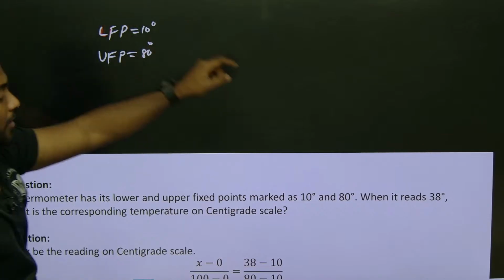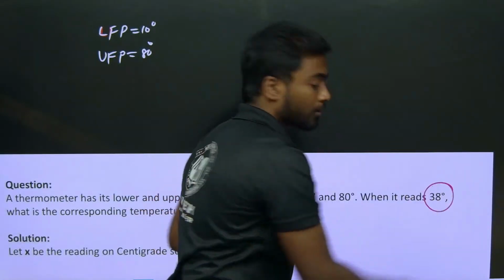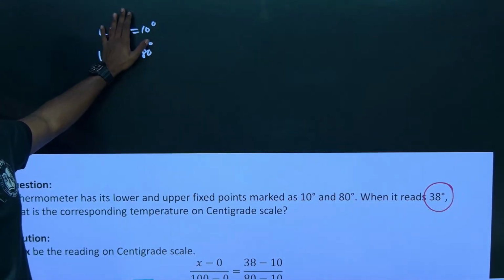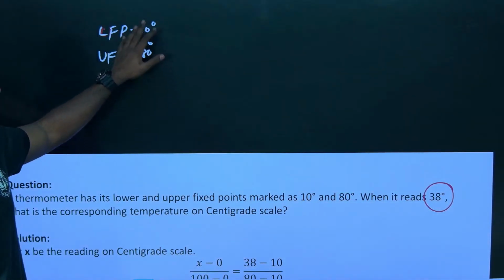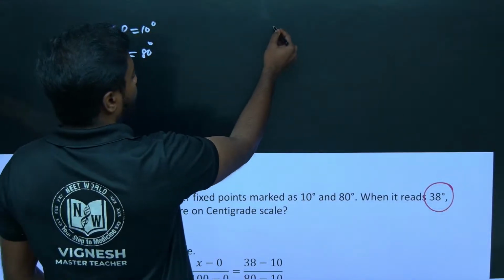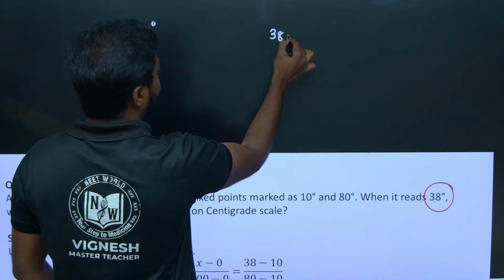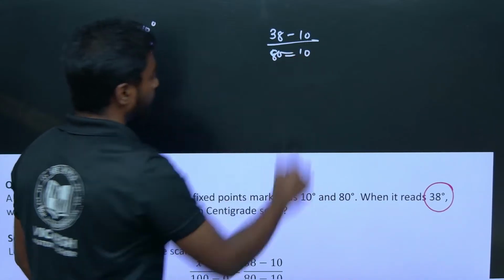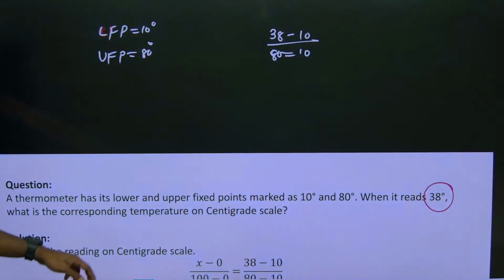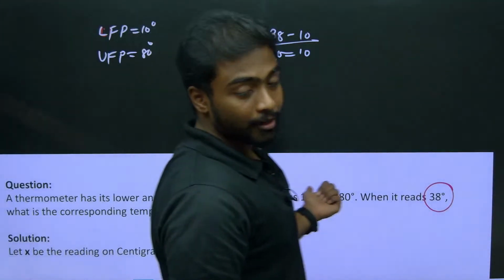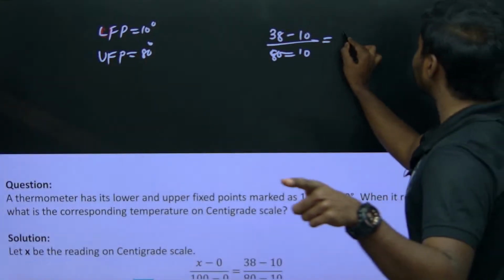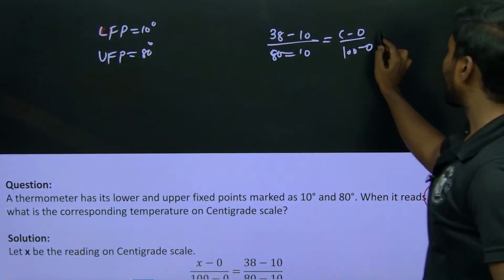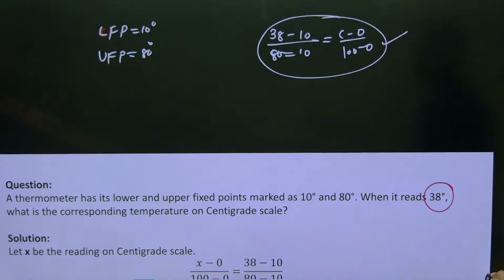So what is the meaning of when it reaches 38? The reading temperature is 38, but the given upper and lower points are 80 and 10. So the given temperature is 38 minus the lower, which is 10, over 80 minus 10, and for which we should get the centigrade, that is C minus 0 by 100 minus 0. Got it? So this is the equation for this question. Get the answer for this question by finding the value of C.